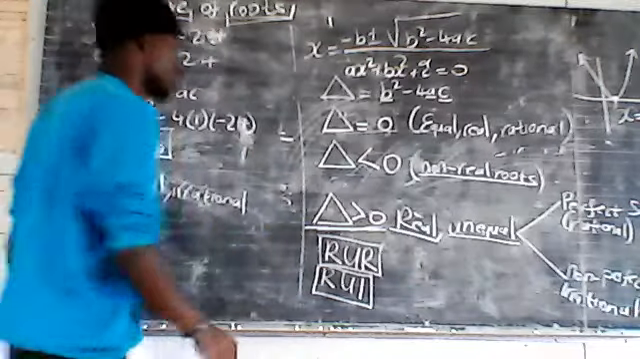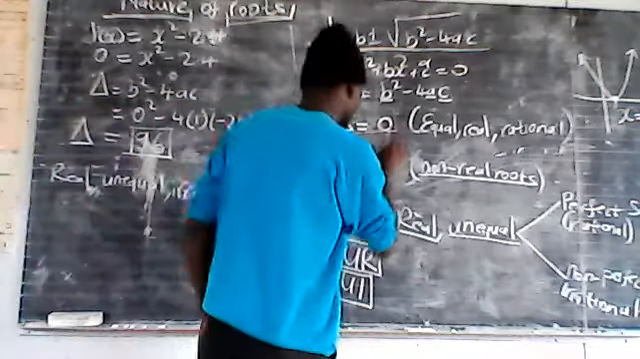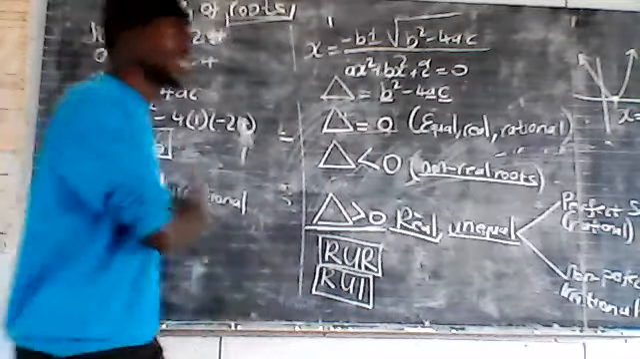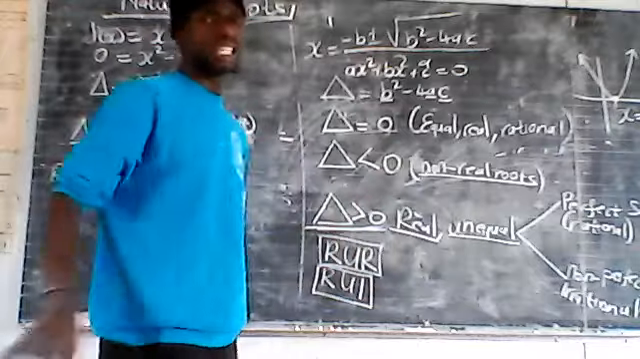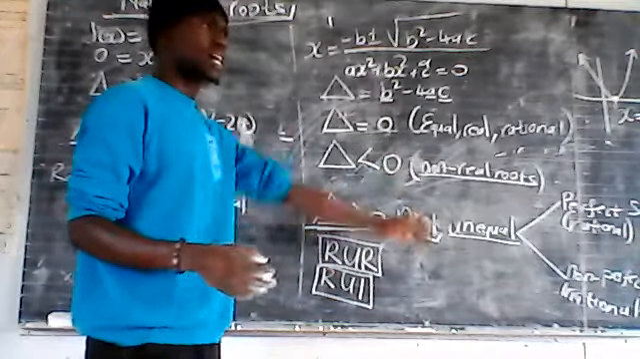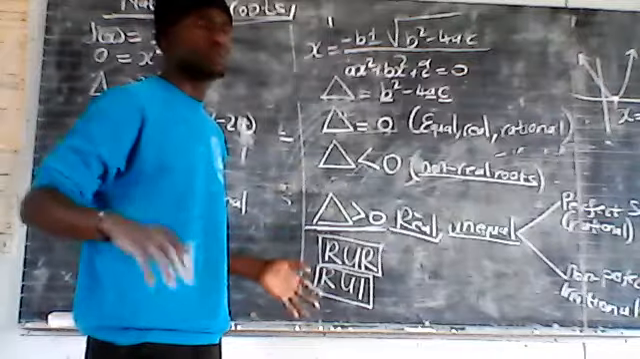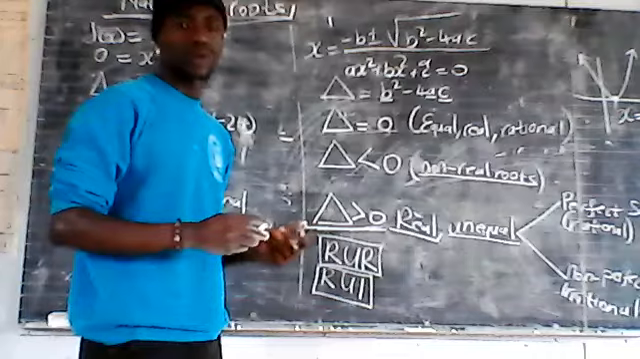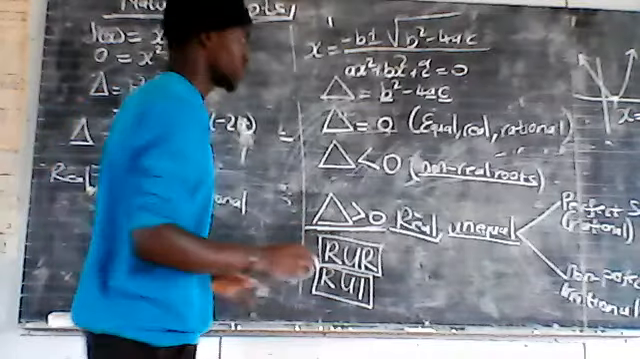When your delta is less than 0, you don't have to say much: you have non-real roots. When you have non-real roots, it doesn't matter if they are rational or irrational because they are non-real. When you are drawing the function, you are not going to have an x intercept.